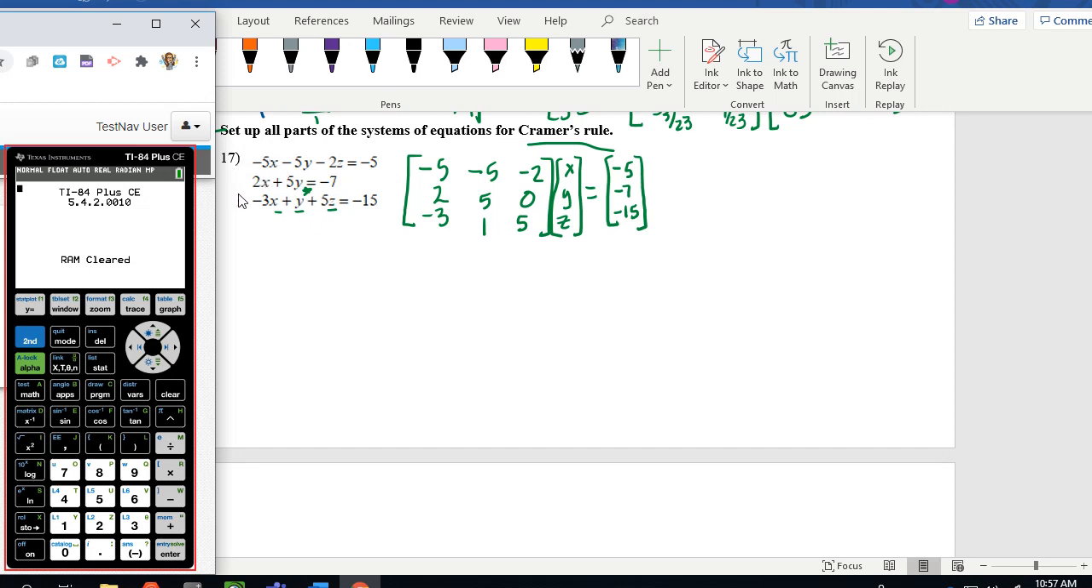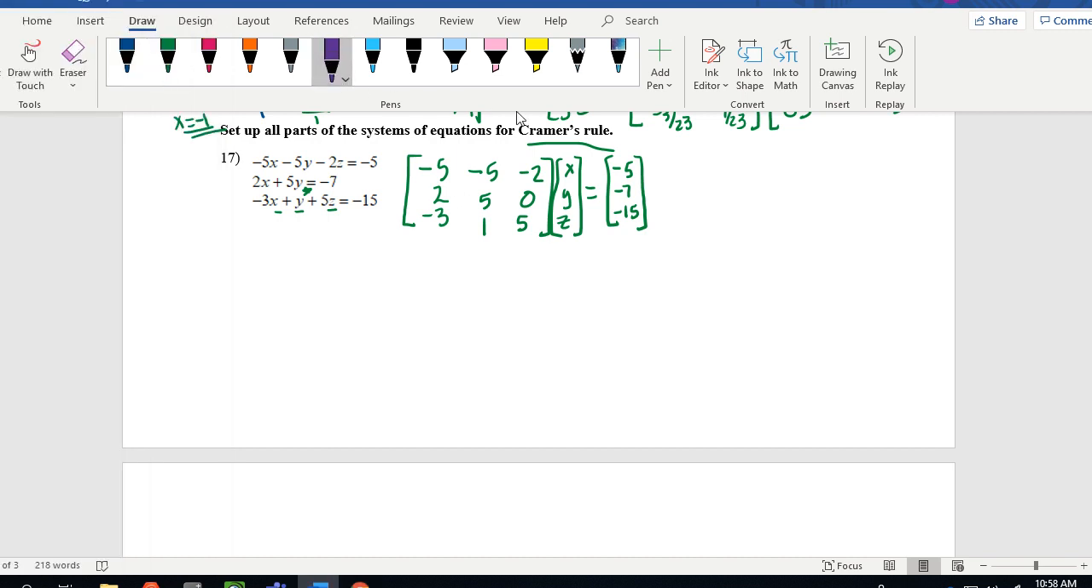Okay, so what I've done for number 17 for Cramer's rule, no matter whether you do Cramer's rule or inverses, you want to set up this original to start with. Now, I'm going to use a graphing calculator, but before I get going, I'm going to find the determinant of A, right? So this is my 5, 2, -3, -5, 5, 1, -2, 0, 5.